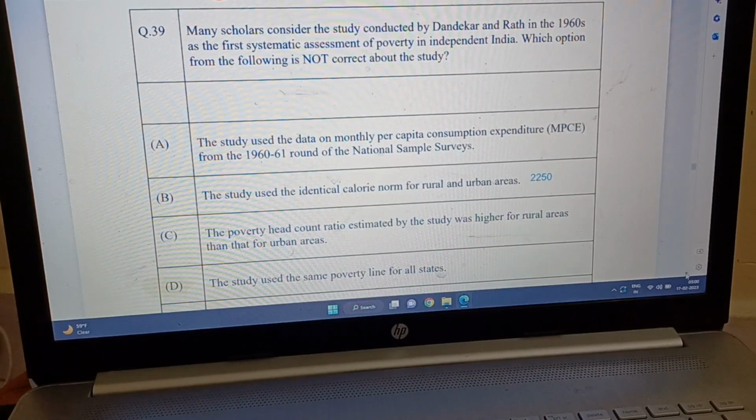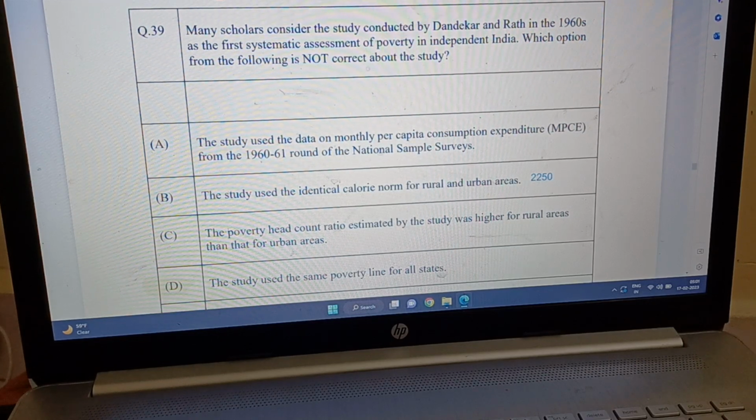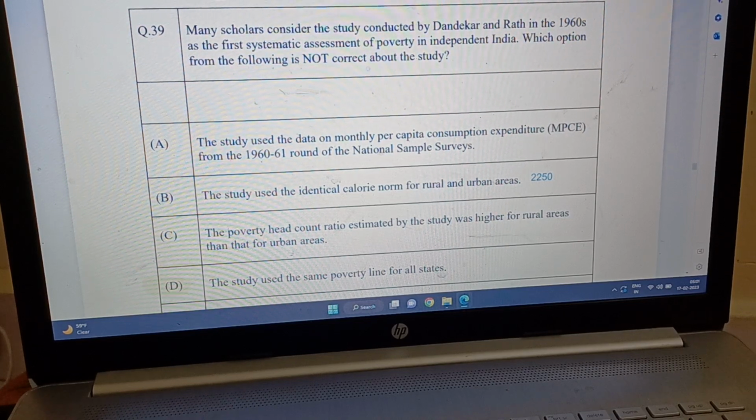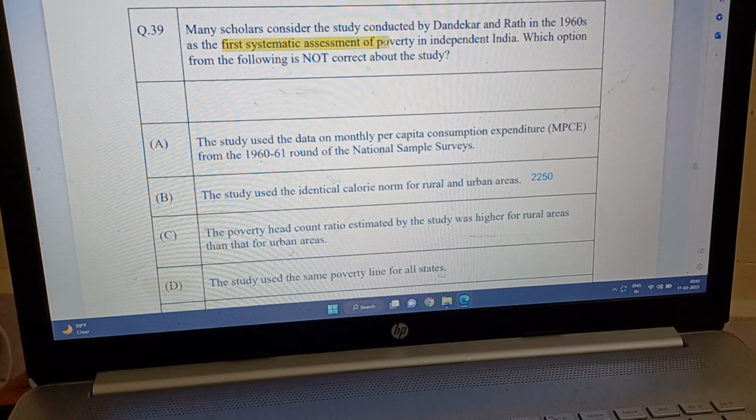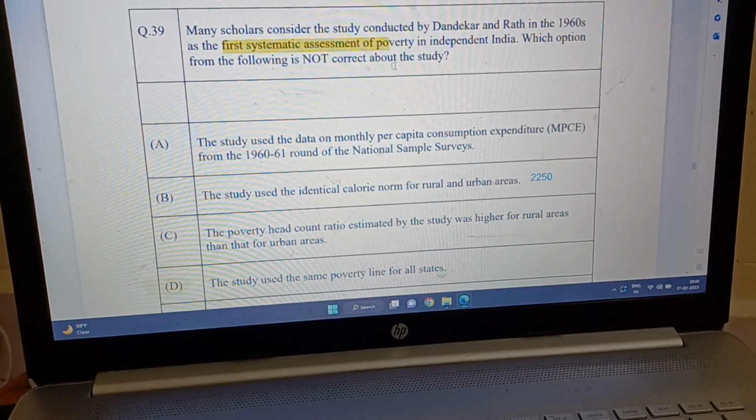Your next question is 39. Many scholars consider the study conducted by Dandekar and Rath in the 1960s as the first systematic assessment of poverty in independent India. So it was the first systematic study and it was done in 1960. So that is the part, first systematic experiment. Which option from the following is not correct about the study?